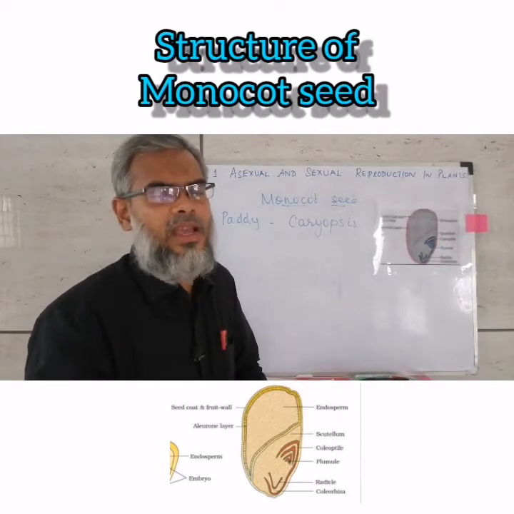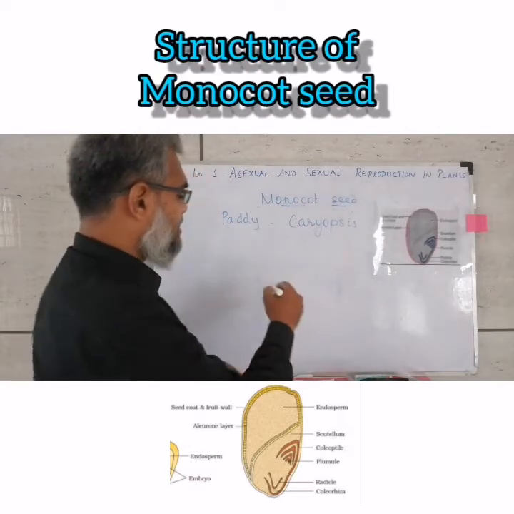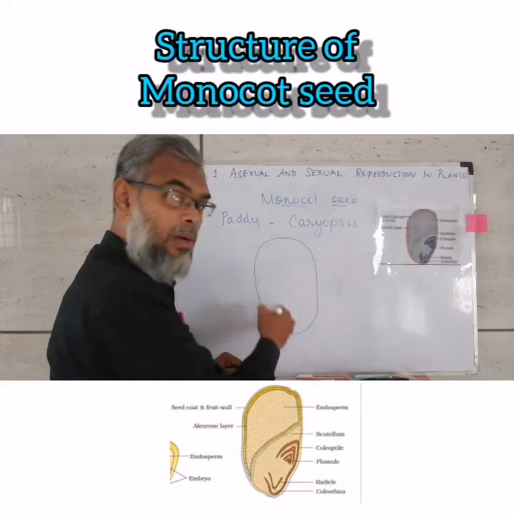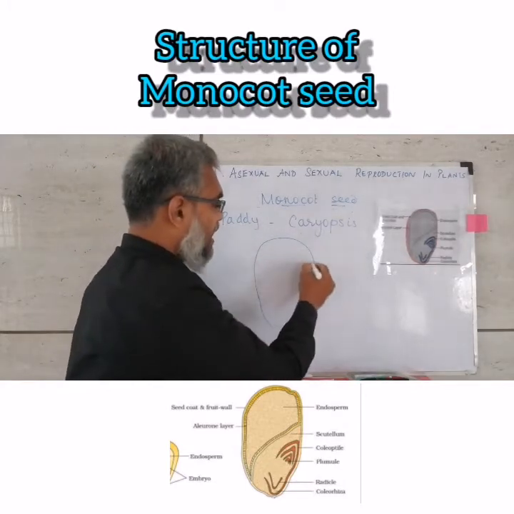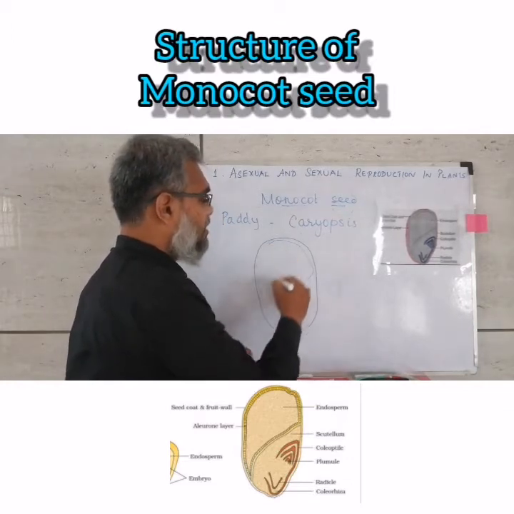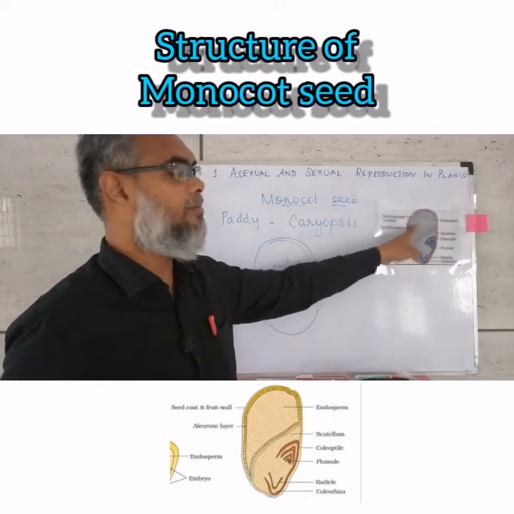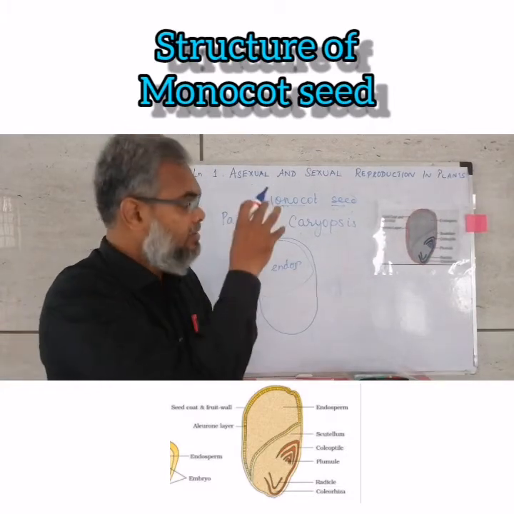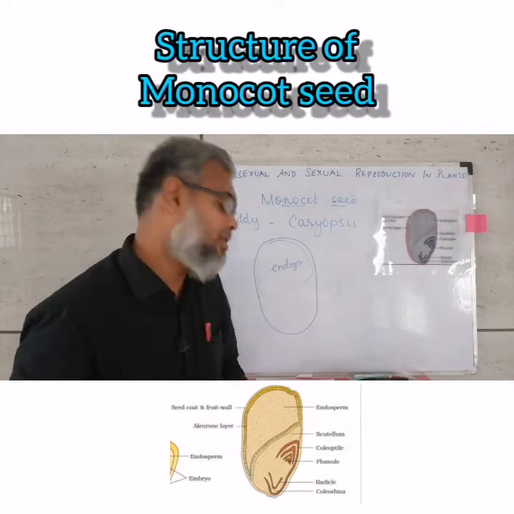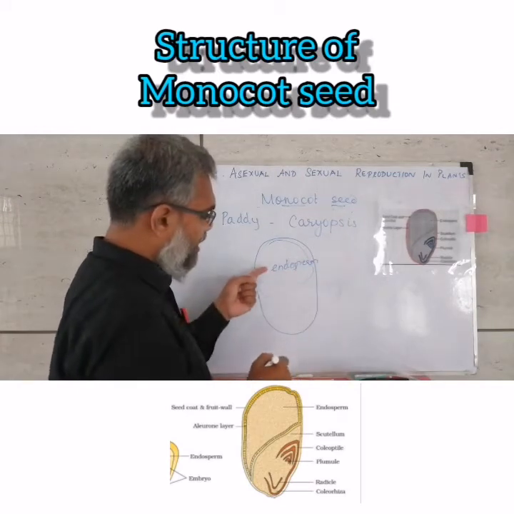Very simple. As we all know, here only one cotyledon is present. And as we discussed earlier, the maximum of the monocot seed will be endosperm. This whole region is endosperm only. So see, this region is endosperm, which gives nutrition to the developing embryo.